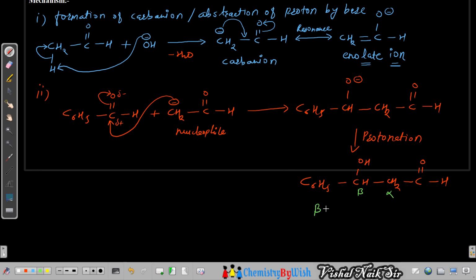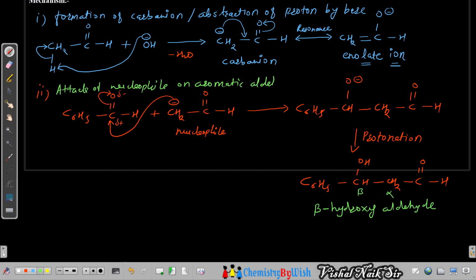So we get a product that is a beta hydroxy aldehyde. So what is the second step? That is the attack of the nucleophile on the aromatic aldehyde, and we can also say the formation of a beta hydroxy aldehyde.